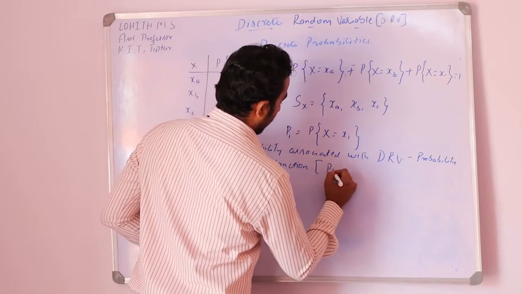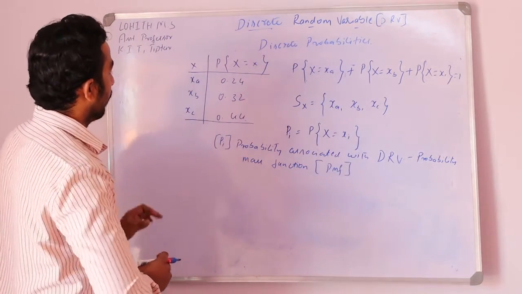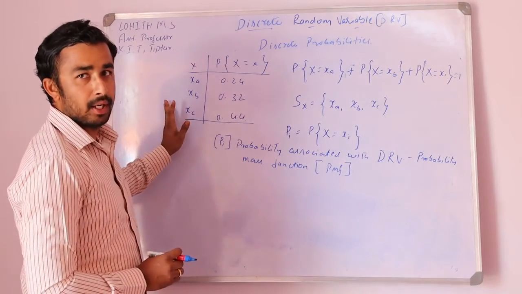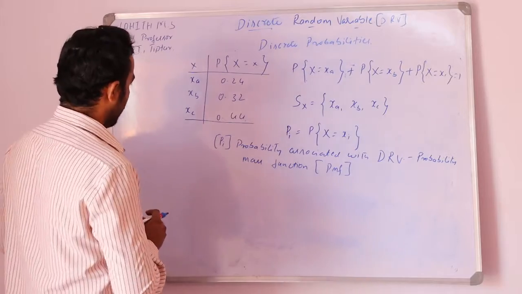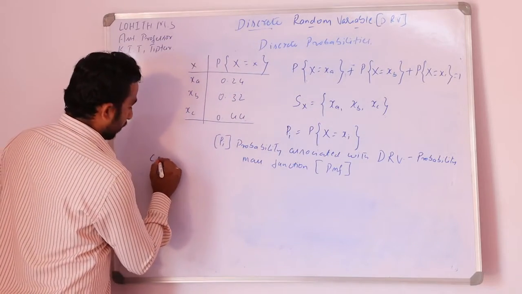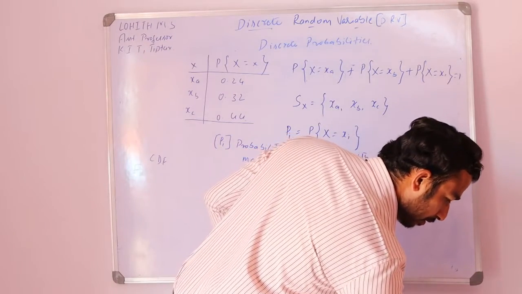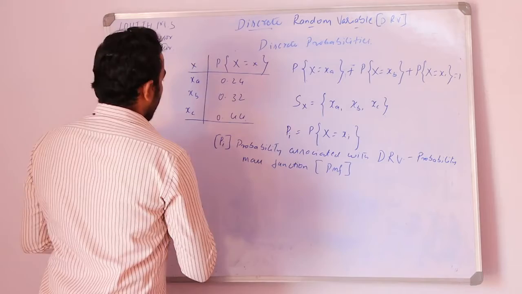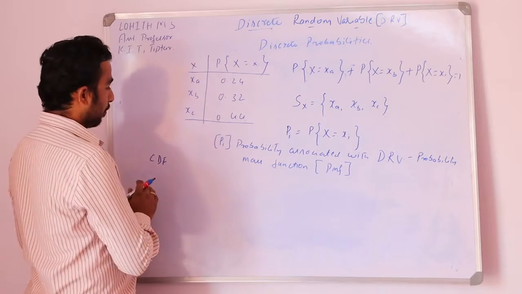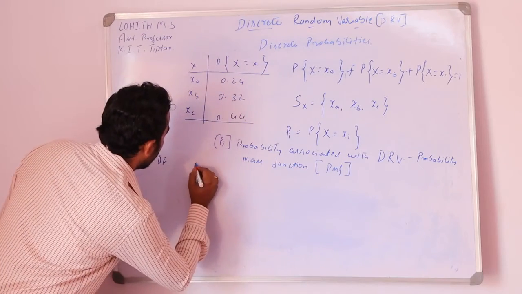In short form, I can write it as PMF. Okay. Now we will write the probability density function and cumulative distribution function for this. First we will write the cumulative distribution function. This can be written in terms of unit step function, the cumulative distribution function. First I will plot this.